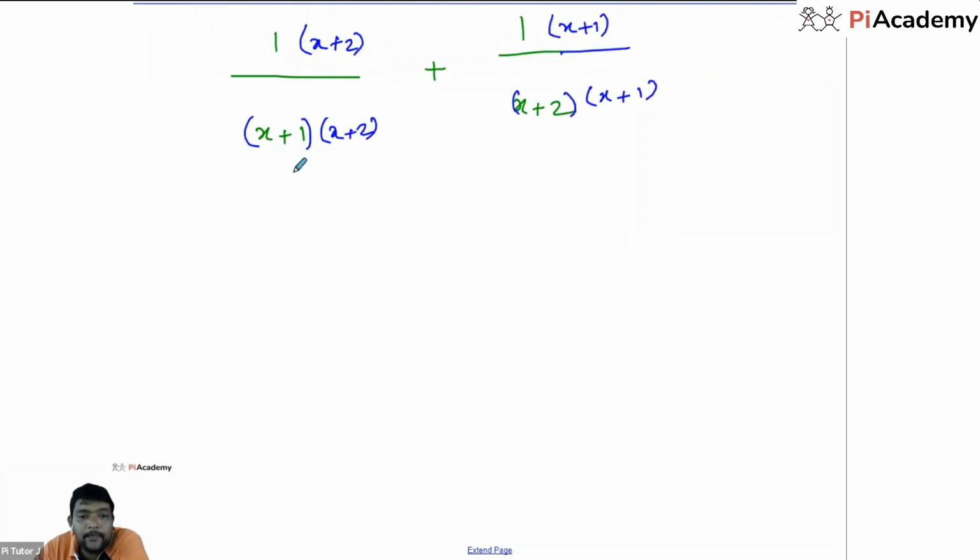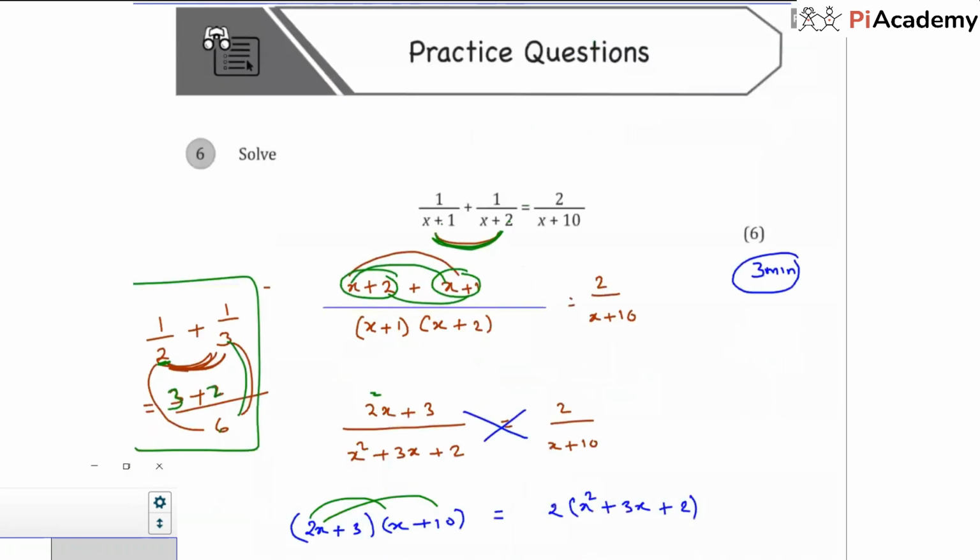Okay? I've got it now. So now you have a common denominator, x plus 1 times x plus 2. Make sense? Wonderful. Good.